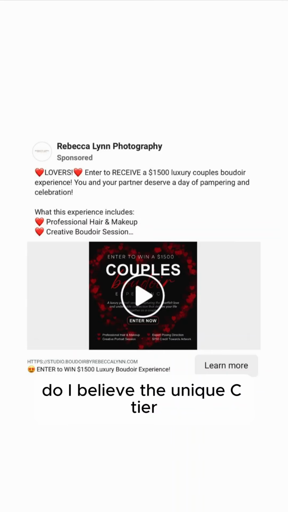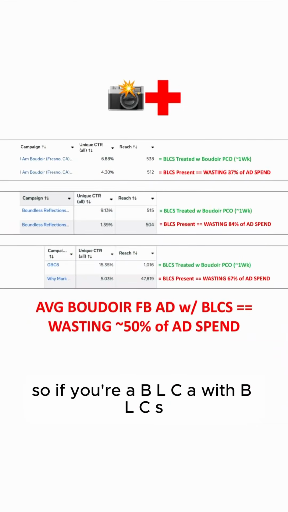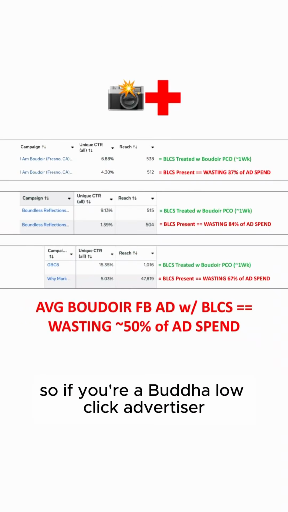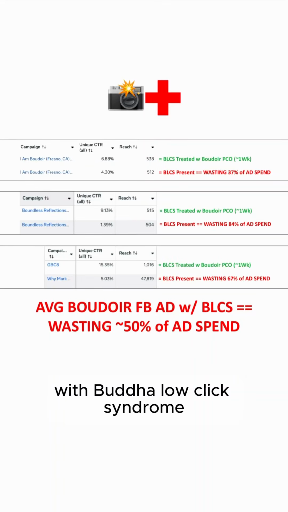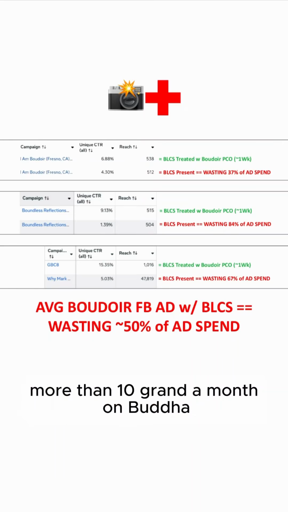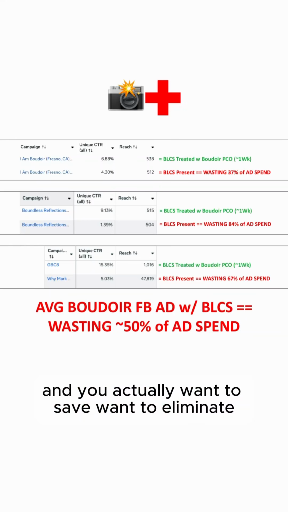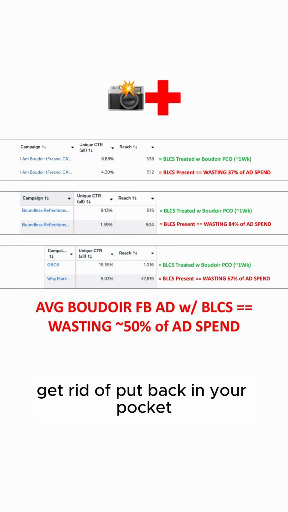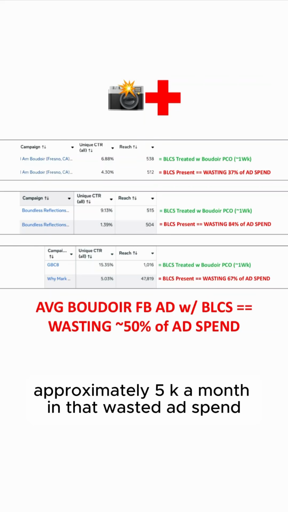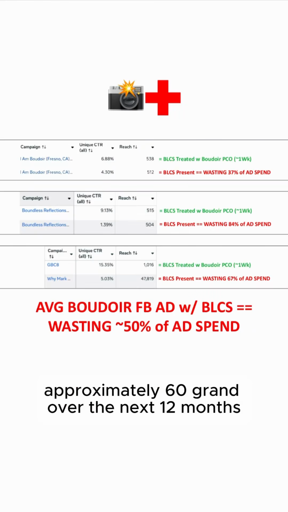So after all that, do I believe this has BLCS, aka do I believe the unique CTRL of this boudoir Facebook ad is under 6%? Yes, I do believe that. So if you're a BLCA with BLCS, so if you're a boudoir low click advertiser with boudoir low click syndrome, your unique CTRL of your boudoir Facebook ads is under 6%, and you're spending more than 10 grand a month on boudoir Facebook ads, and you actually want to eliminate and put back in your pocket approximately 5K a month in that wasted ad spend, approximately 60 grand over the next 12 months.